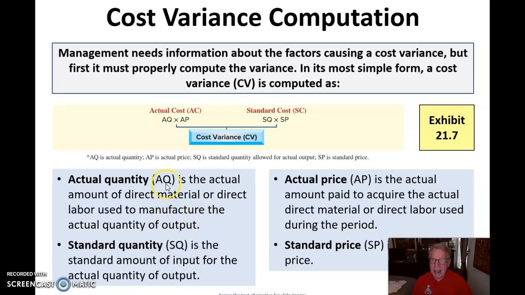Okay, so AQ and SQ, and AP and SP are used as abbreviations. All right, so actual quantity is the actual amount of direct material or direct labor used to manufacture the actual quantity output. The standard quantity is what we thought it would take, the standard amount for both of those. The actual price is the actual amount paid to acquire the actual direct material or direct labor used during the period, and then the standard price is the standard price for that. So let's take a look.